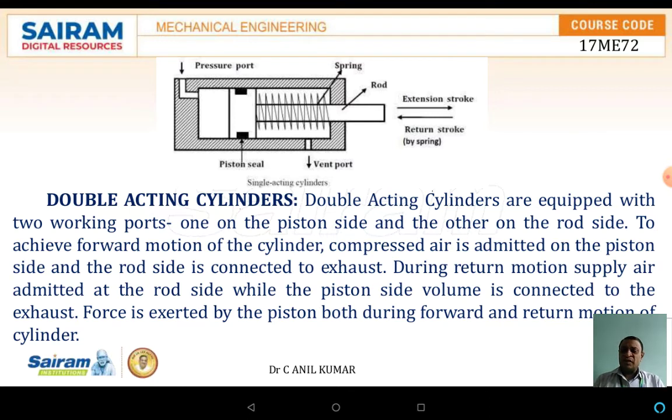The next topic is the double acting cylinders. The double acting cylinders are equipped with two working ports, one on the piston side and the other on the rod side. To achieve the forward motion of the cylinder, compressed air is admitted on the piston side and the rod side is connected to the exhaust. During the return stroke, the supply air is admitted at the rod side while the piston side volume is connected to the exhaust. The force is exerted by the piston during both the forward and return motion of the cylinder.